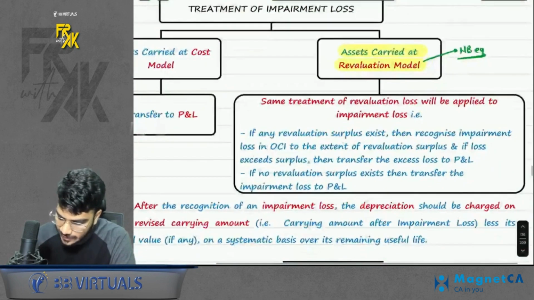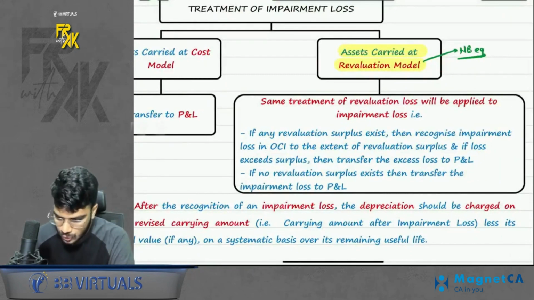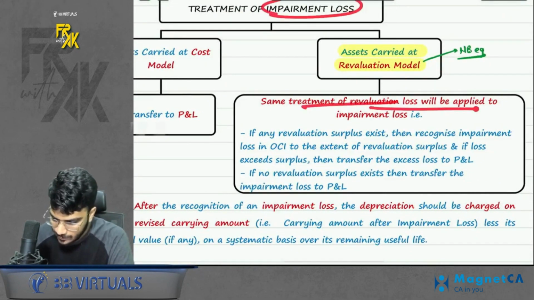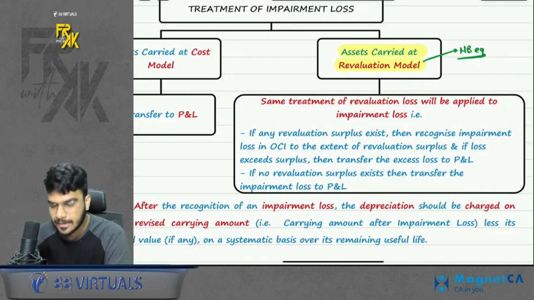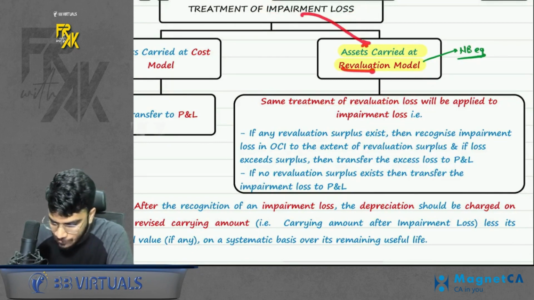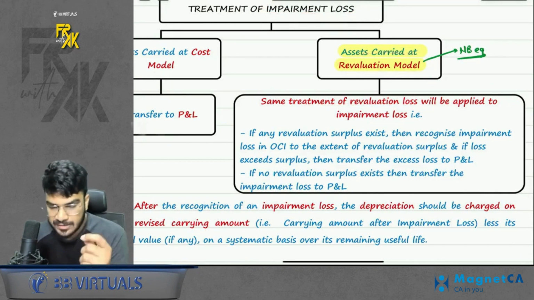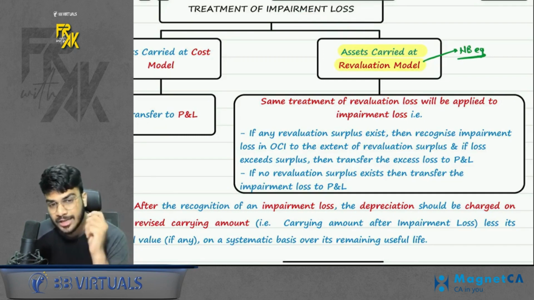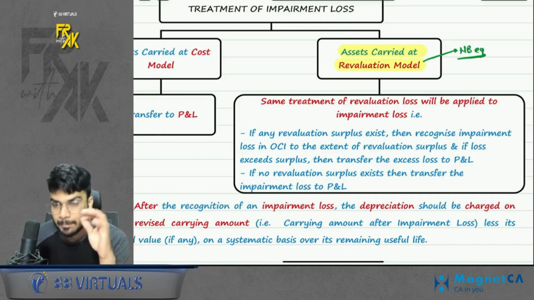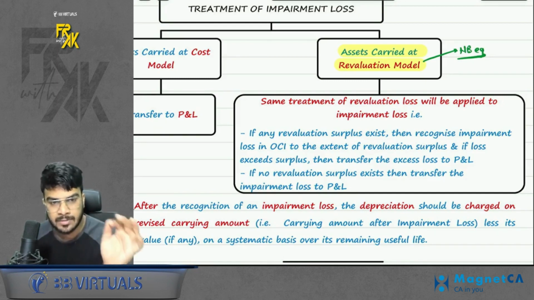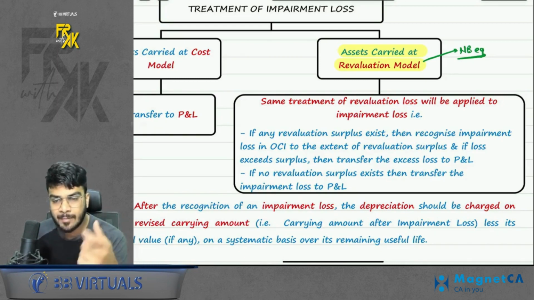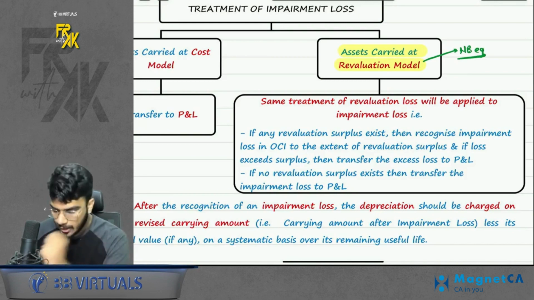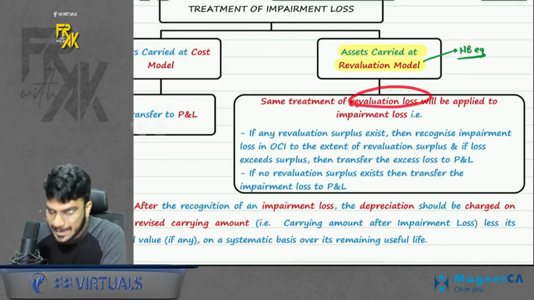If the asset is at revaluation model, the treatment of impairment loss will be the same as revaluation loss. That means if the asset is at revaluation model and previously for this asset you had a revaluation gain which you transferred to OCI, then to the extent of previous gain, the existing impairment loss will first be adjusted against OCI and then the balance loss, if any, will be transferred to profit and loss. So the treatment of impairment loss is the same as revaluation loss.